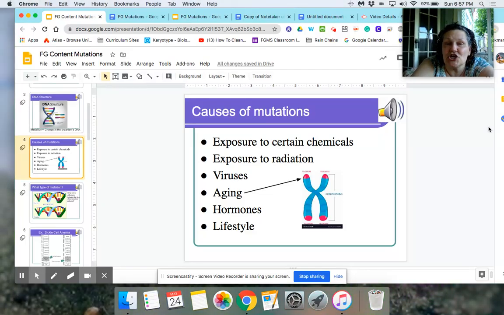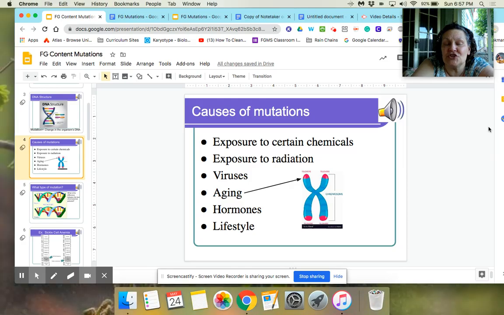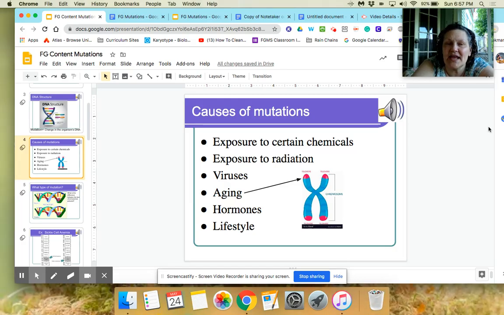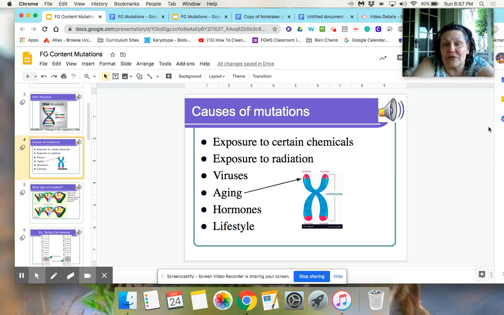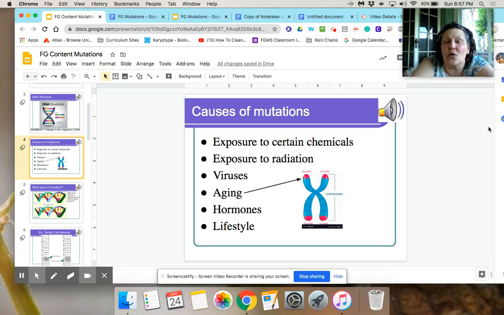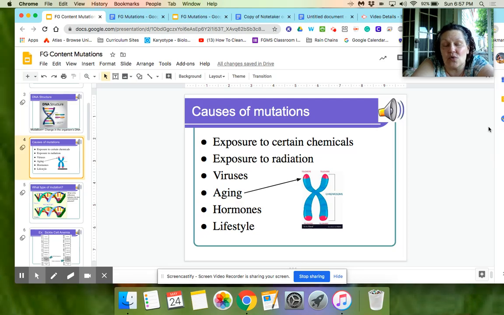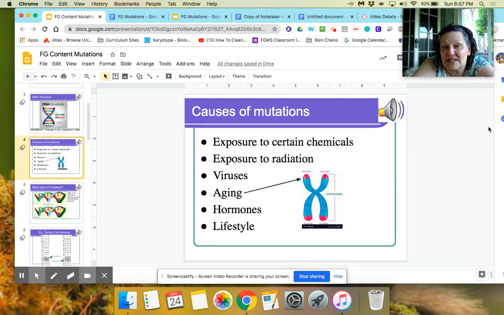Slide 4. So there are two different kinds of ways that things can mutate, right? You can have DNA mutate because it's inherited from your parents, so there's something wrong with the DNA in the sperm or in the egg. Or they can be acquired over the course of your lifetime. And so they can be caused by different things.